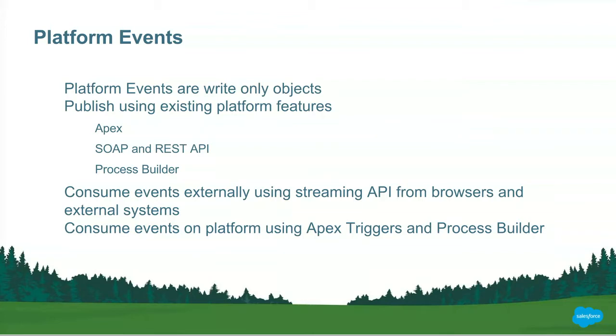We didn't want to create a new parallel set of APIs. We wanted to keep things simple and built on the technologies you're already familiar with. So you publish using existing platform features like Apex, SOAP and REST API, and Process Builder. Then you consume them externally using our durable streaming API, which some of you are probably already familiar with if you use push topics or generic messages. You can subscribe to those from web browsers or any external system. And you can consume events on platform using Apex triggers and Process Builder.